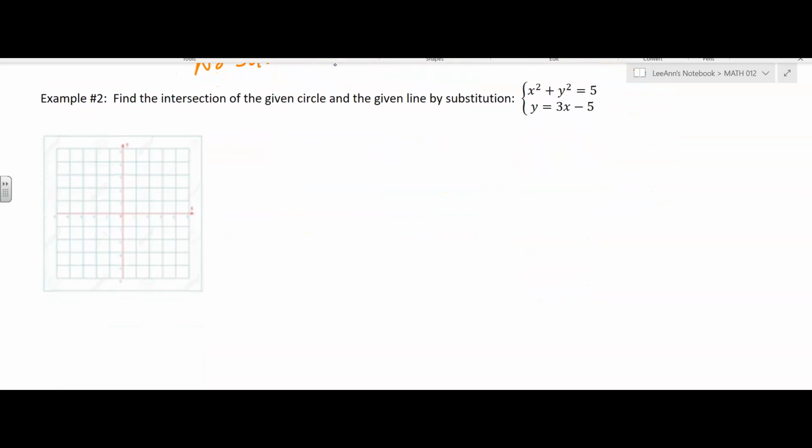And now here's our system. Find the intersection of the given circle and the given line by substitution. So they want us to do it by substitution. What we're going to do, we have an equation, this bottom one that's linear. We already have y equals 3x minus 5. So let's just use that and plug it into the other equation for y. And then that's going to give us this equation. x squared plus (3x minus 5) squared equals 5.